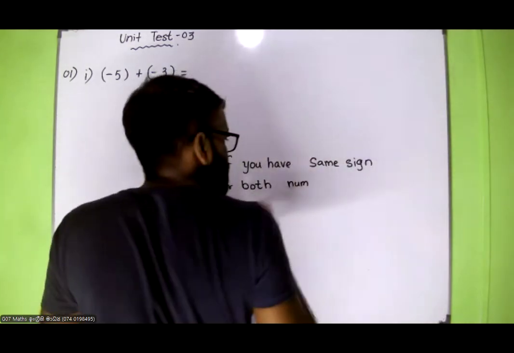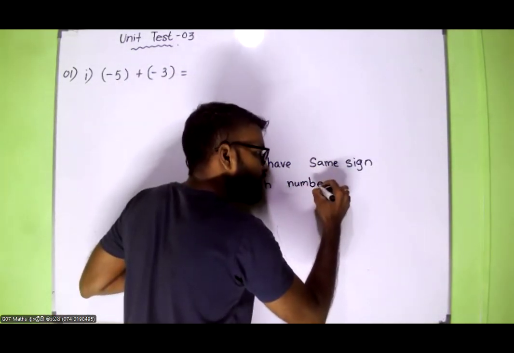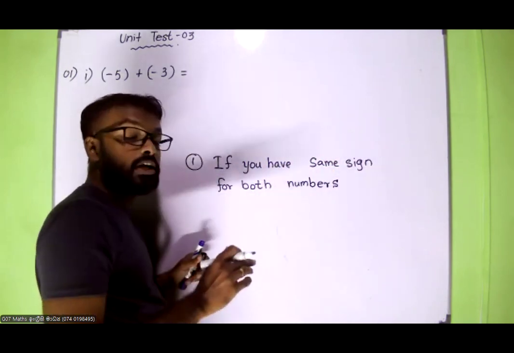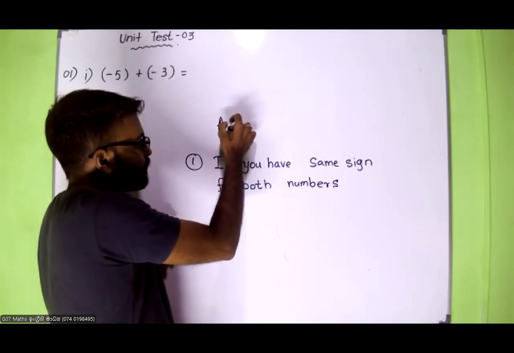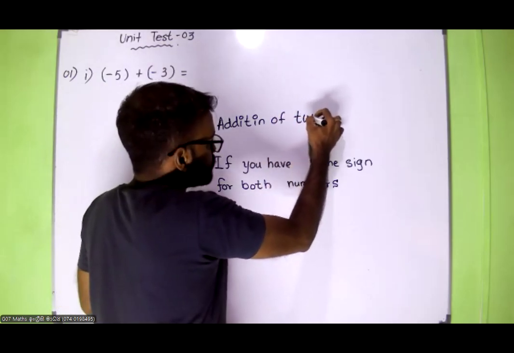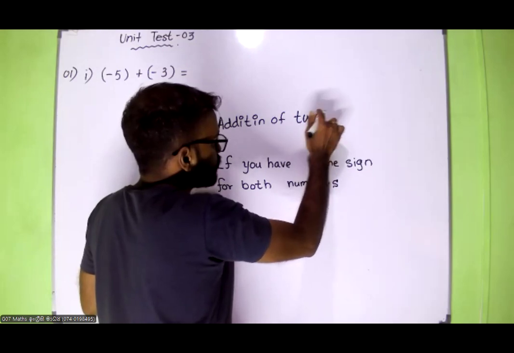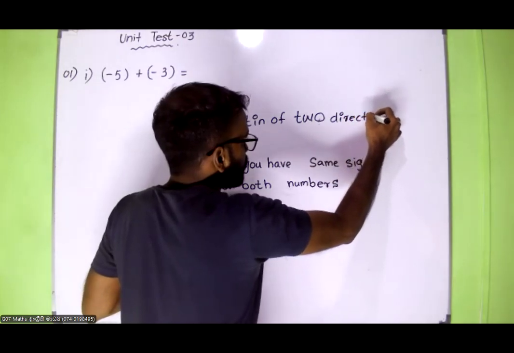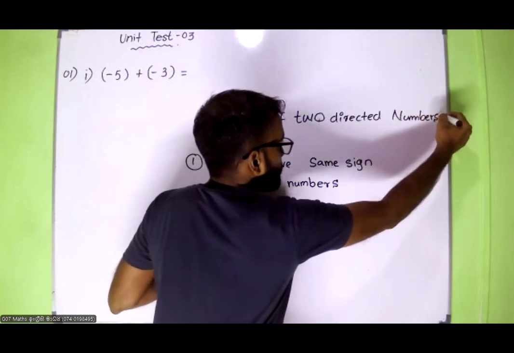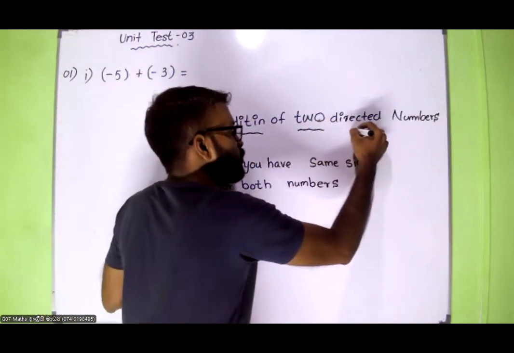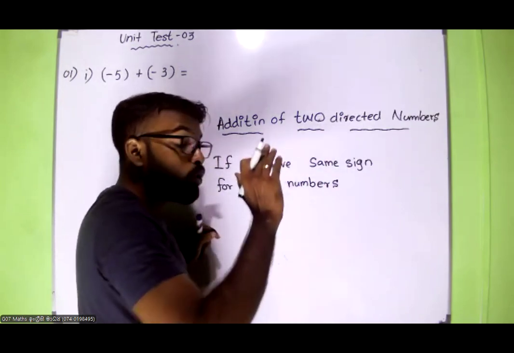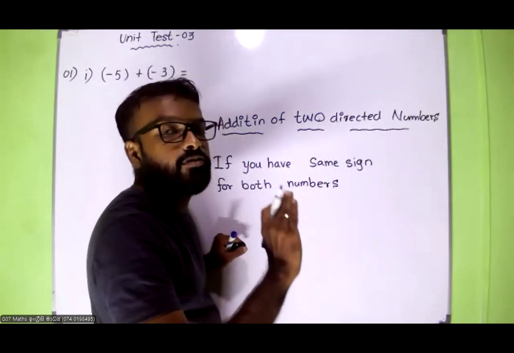So if you have the same sign for both numbers, I will give you some examples. If you have the same sign for both numbers that you are going to add, the first thing you need to care about is this. This is the way that you are going to follow.